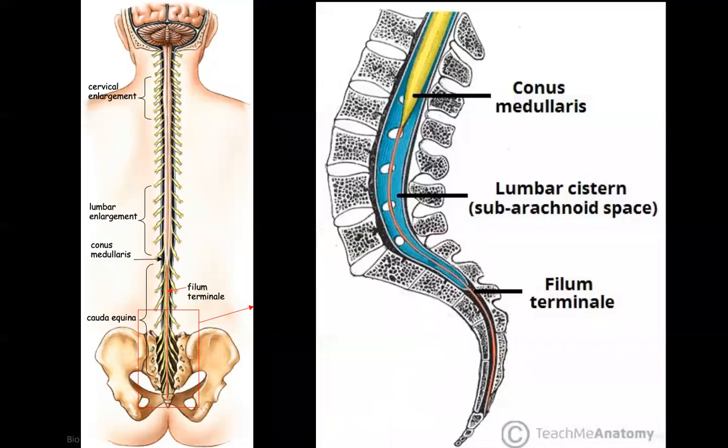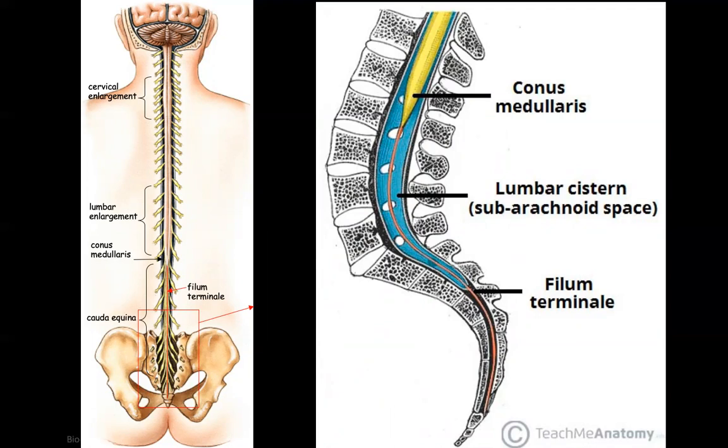So here's another illustration showing that conus medullaris, where the spinal cord has tapered off around the first lumbar, second lumbar vertebrae. And then there's this space where the cauda equina travels. That's called the lumbar cistern, and it tapers down all the way down at the coccygeal vertebrae.